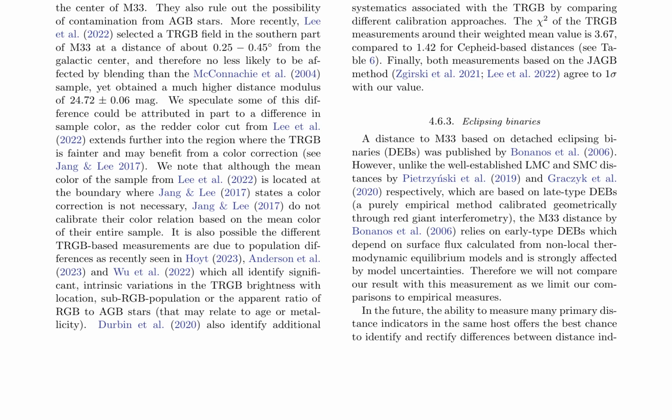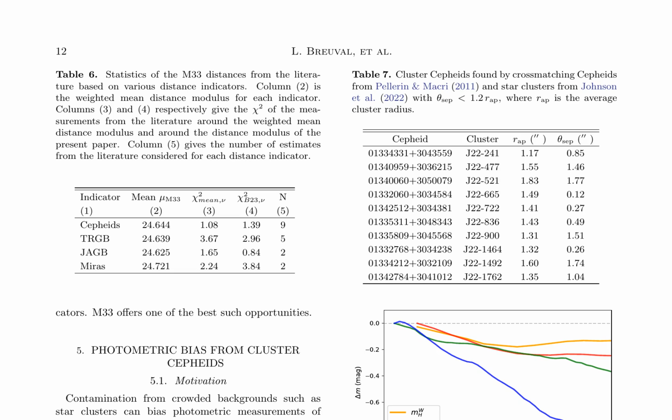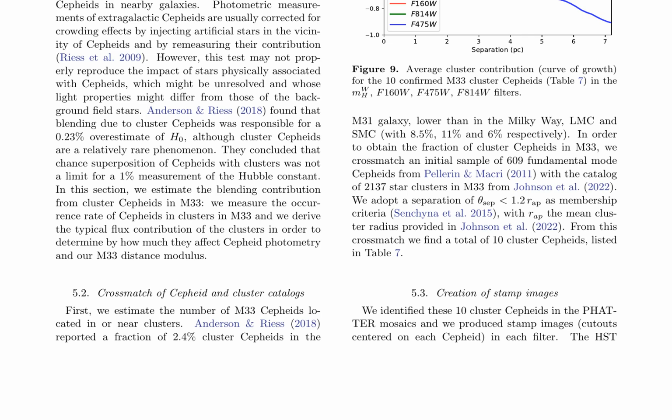The study also investigates photometric bias from cluster Cepheids, which can affect extragalactic Cepheid measurements. By cross-matching 609 fundamental mode Cepheids from Pellerin and Macri, 2011, with the catalog of 2,137 star clusters in M33 from Johnson et al., 2022, the authors identified 10 cluster Cepheids. They estimate the typical flux contribution of clusters to determine how they affect Cepheid photometry and the M33 distance modulus.